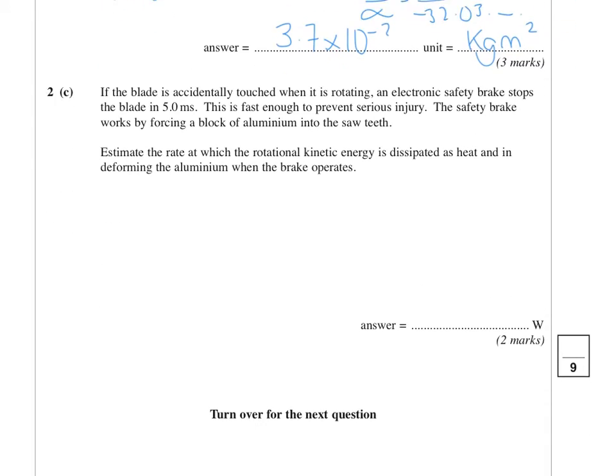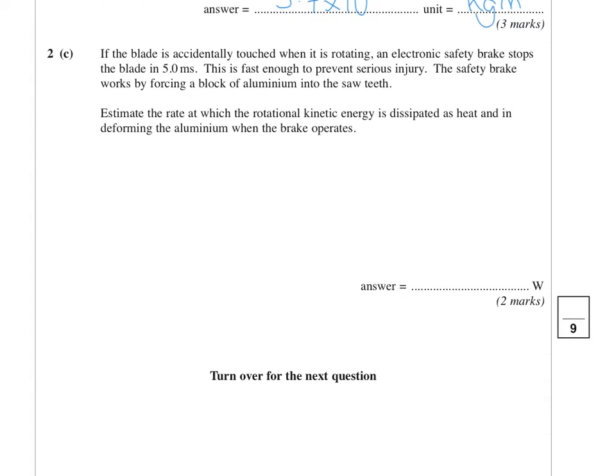Alright, so that's that one complete. The blade is accidentally touched when it's rotating. An electronic safety brake stops the blade in 5 milliseconds, fast enough to prevent serious injury. The safety brake works by forcing a block of aluminium into the saw teeth. Estimate the rate at which the rotational kinetic energy is dissipated as heat in deforming the aluminium when it operates.